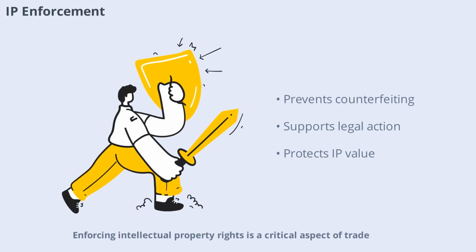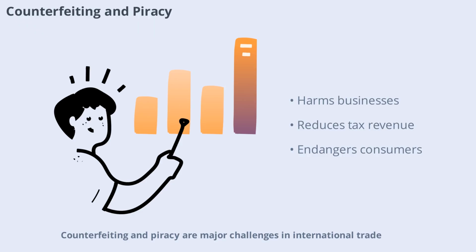Enforcing intellectual property rights is a critical aspect of trade. Effective enforcement ensures that rights holders can take action against infringement, such as counterfeiting or piracy. This can involve legal proceedings, border controls, and cooperation between countries. Strong enforcement mechanisms deter violations and protect the value of IP assets, making trade safer and more reliable for everyone involved. Counterfeiting and piracy are major challenges in international trade.